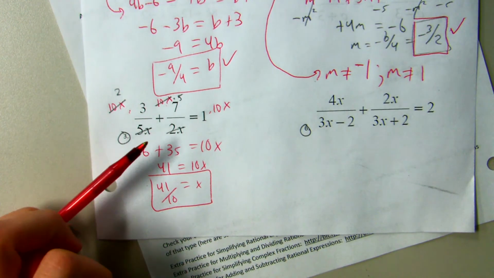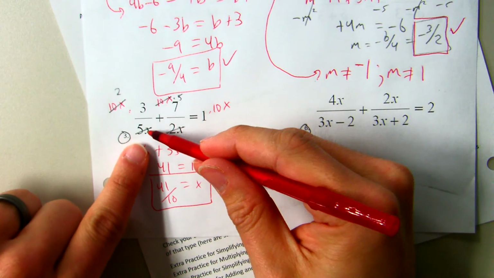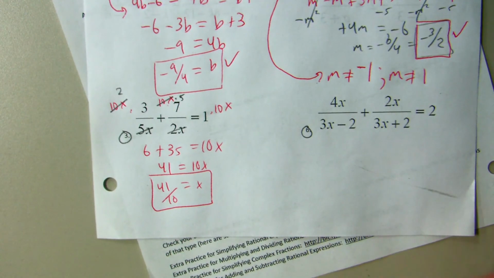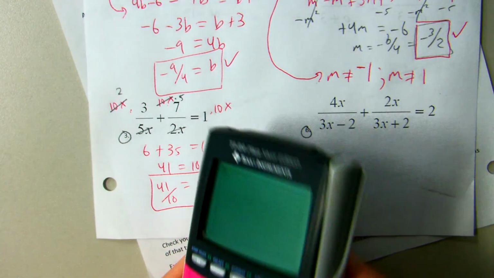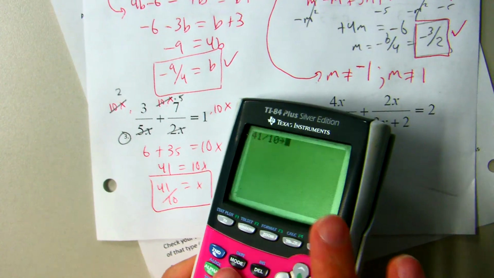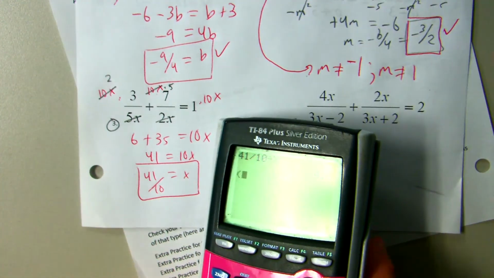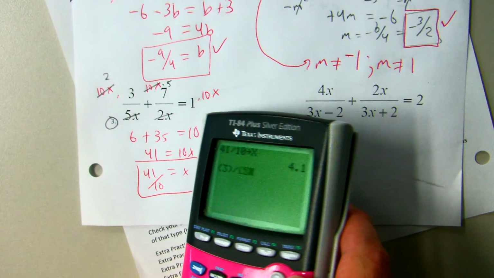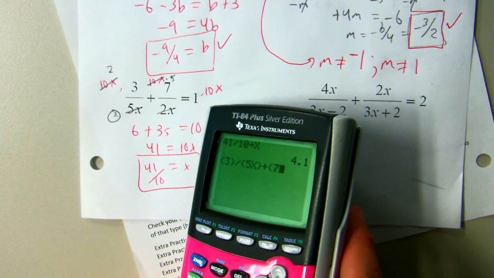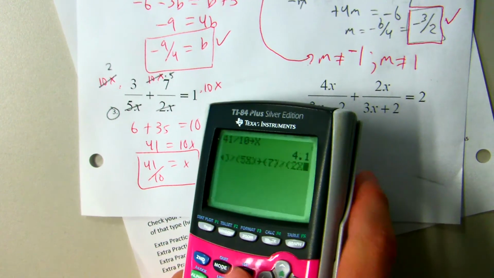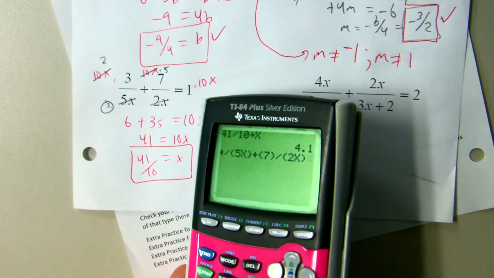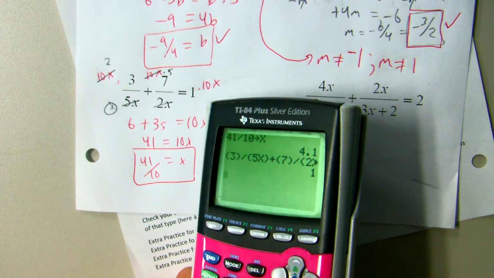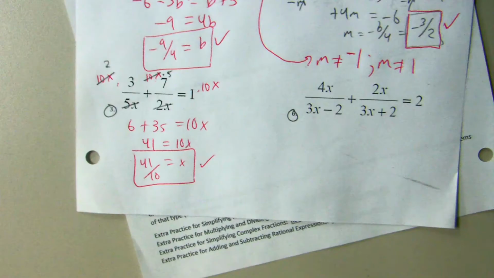Make sure that that's an okay answer. I did not plug in 0, because that would make the denominator 0, and I could not have put in 0. That would have been extraneous too. So regardless of what this says, if I have that 0 as an answer, I cannot have included it. So 41 tenths, store it. That is 3 over 5x plus 7 over 2x. That's the left side of the equation. So I hope that this equals 1, because then it would be equal to the right side of the equation. It does. So everything's fine.